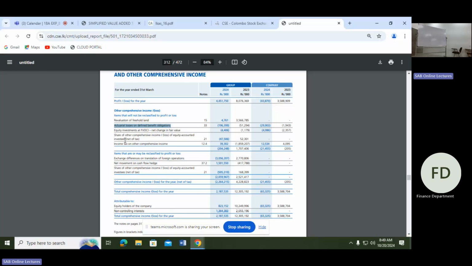Assets, liabilities, equity. Performance and the balance sheet. Those are the purposes, right?